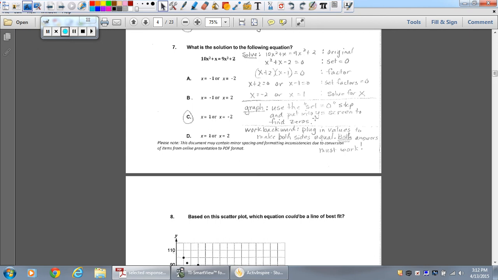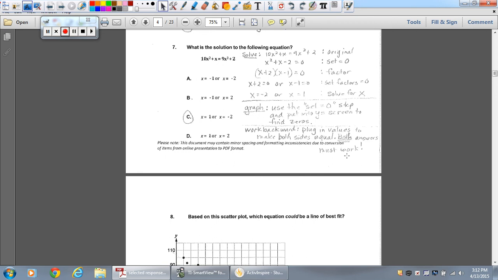I could graph it and see where it crosses the x-axis. Or I could also work backwards and make sure the answers work. So I could put a 1 in for everywhere there is an x on the left side and make sure it equals the thing on the right side when I put a 1 in. And then try a -2. Make sure it works on both sides. So both answers must work. Don't stop too soon on that.